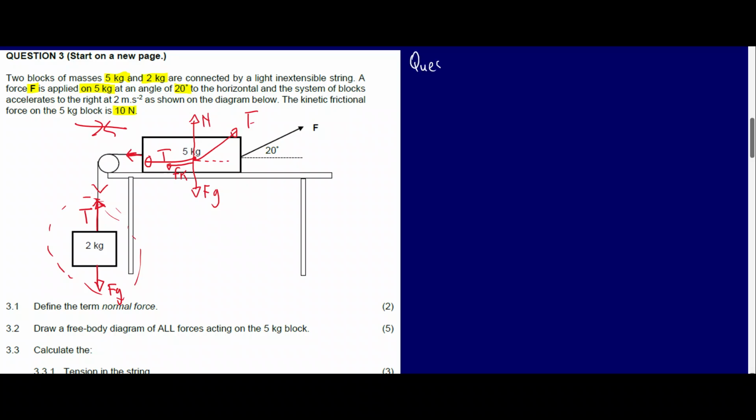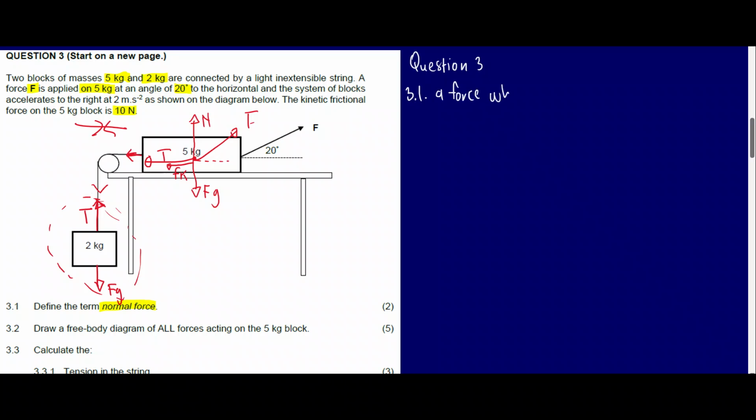So now let's quickly go into the first question, which is 3.1. For question 3, we can go to 3.1. They want us to define the term normal force. The normal force is just the force you can see here. It's always perpendicular to the surface, and it's being exerted by the surface. So objects that are hanging don't necessarily have a normal force, like the 2 kg block here. We do not have the normal force because it is not in contact with the surface.